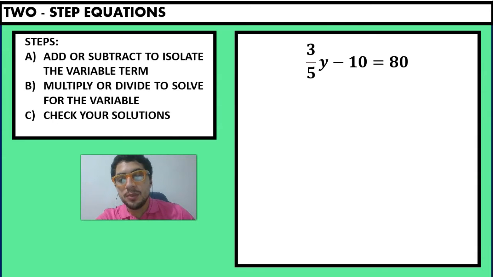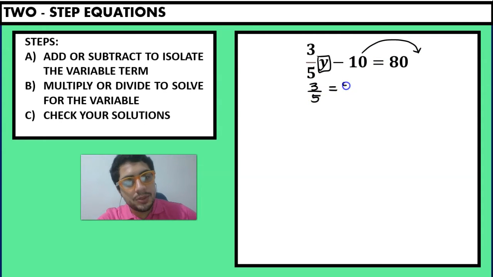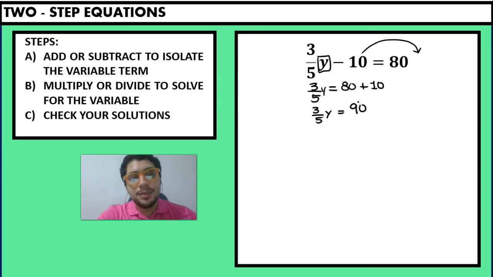Okay, so the first problem we're going to tackle is 3 divided by 5, y minus 10 is equal to 80. Now, we want to isolate our y. The first thing we have to do is move 10 to the other side. So it's going to be 3 divided by 5 y is equal to 80 plus 10, which is 90. Now, 3 divided by 5 is multiplying y, so we're going to pass it to the other side by dividing.